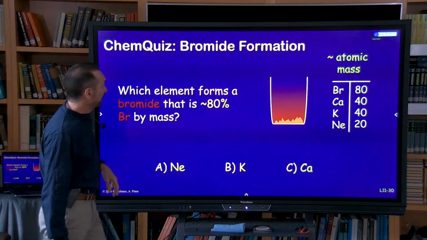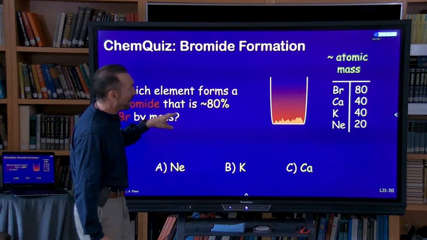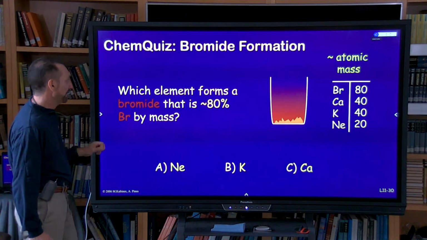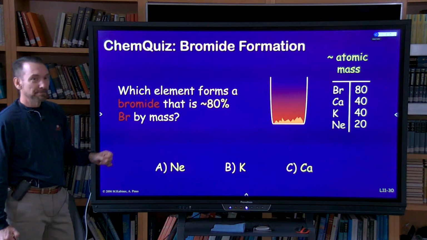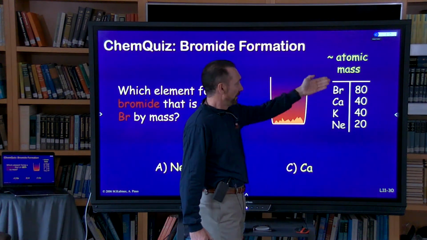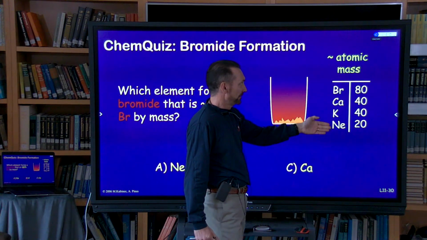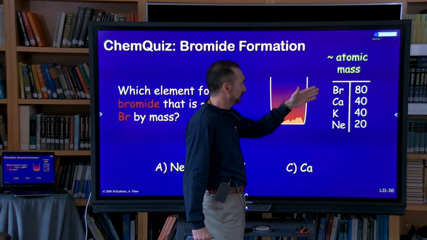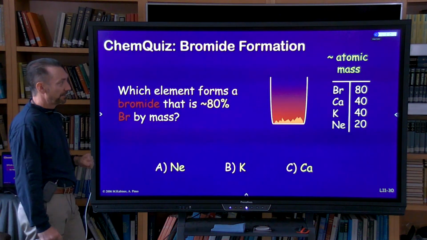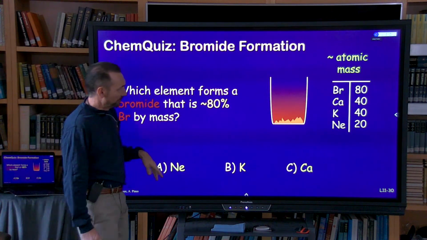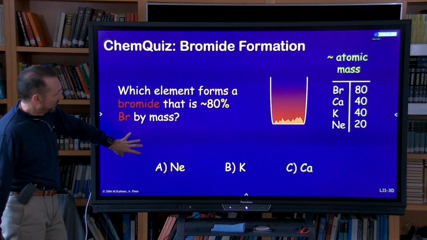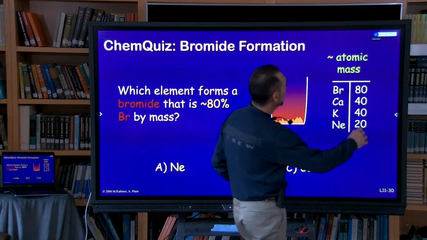Okay, so let's do a Chem Quiz. Which element forms a bromide? So is it calcium bromide, potassium bromide, or neon bromide that's 80% bromine by mass? And here are the relative masses. So you can do the quick calculation. It's relatively easy to get to 80% using those masses. And we've written calcium and potassium about the same just to make it easy. So let's think about that for a minute. So we'll take a vote.